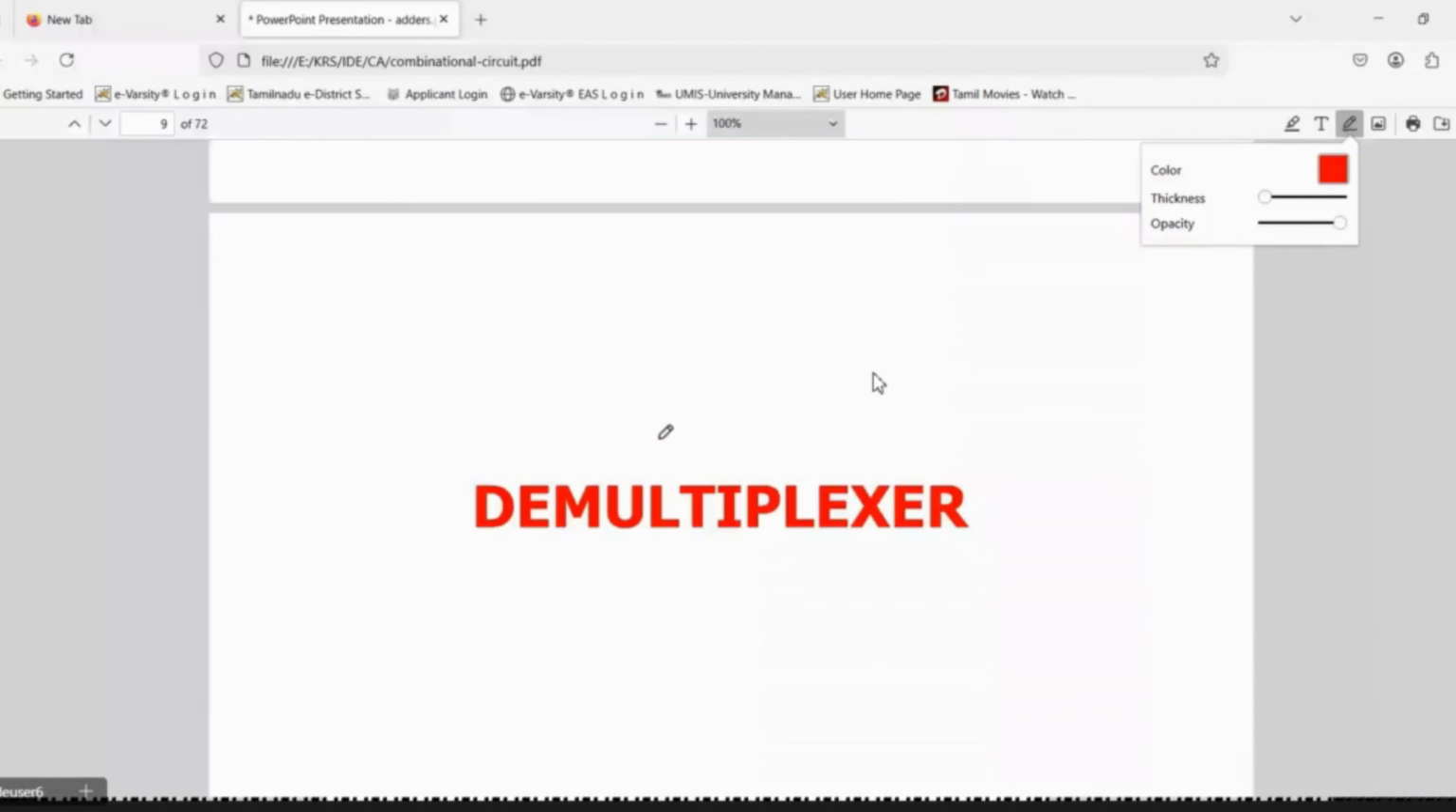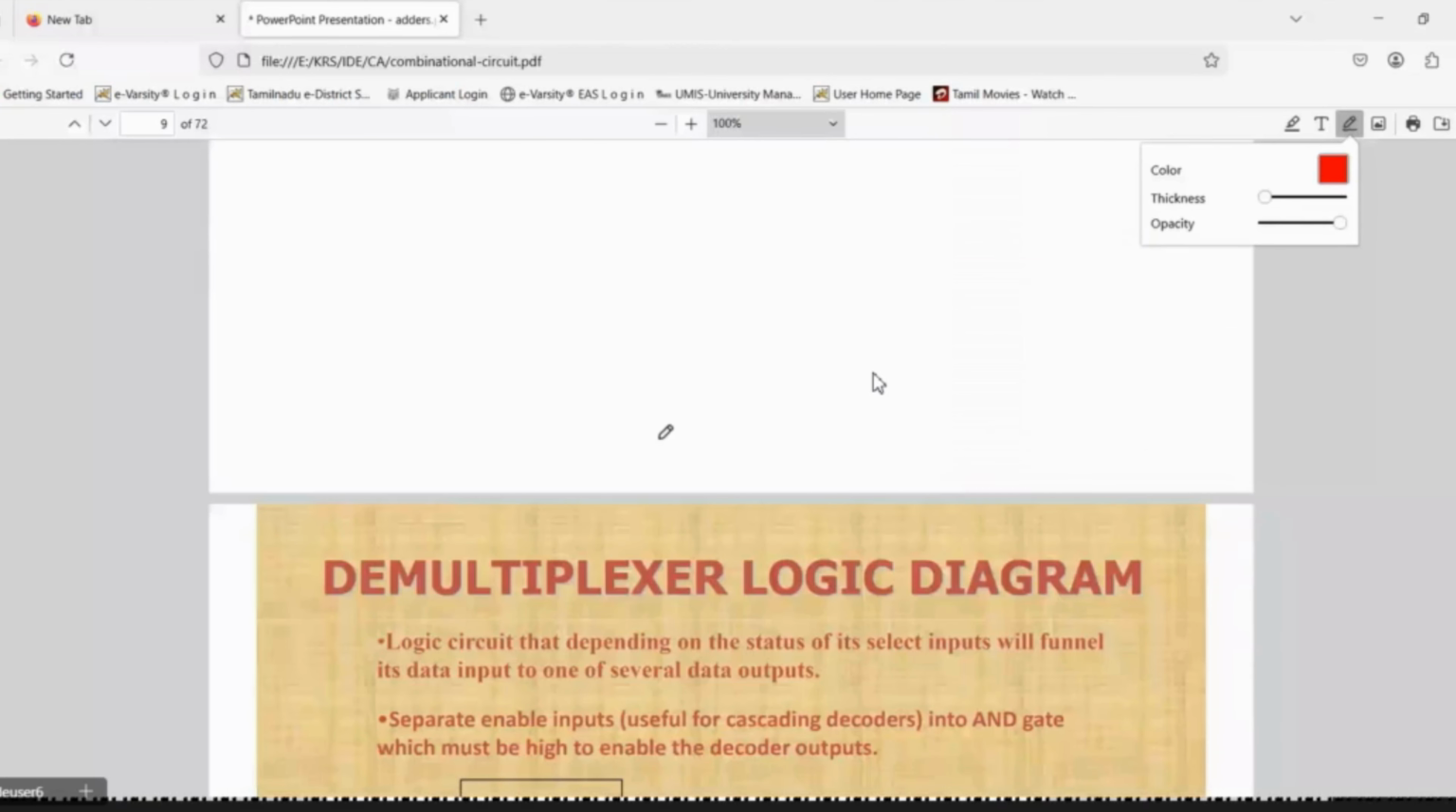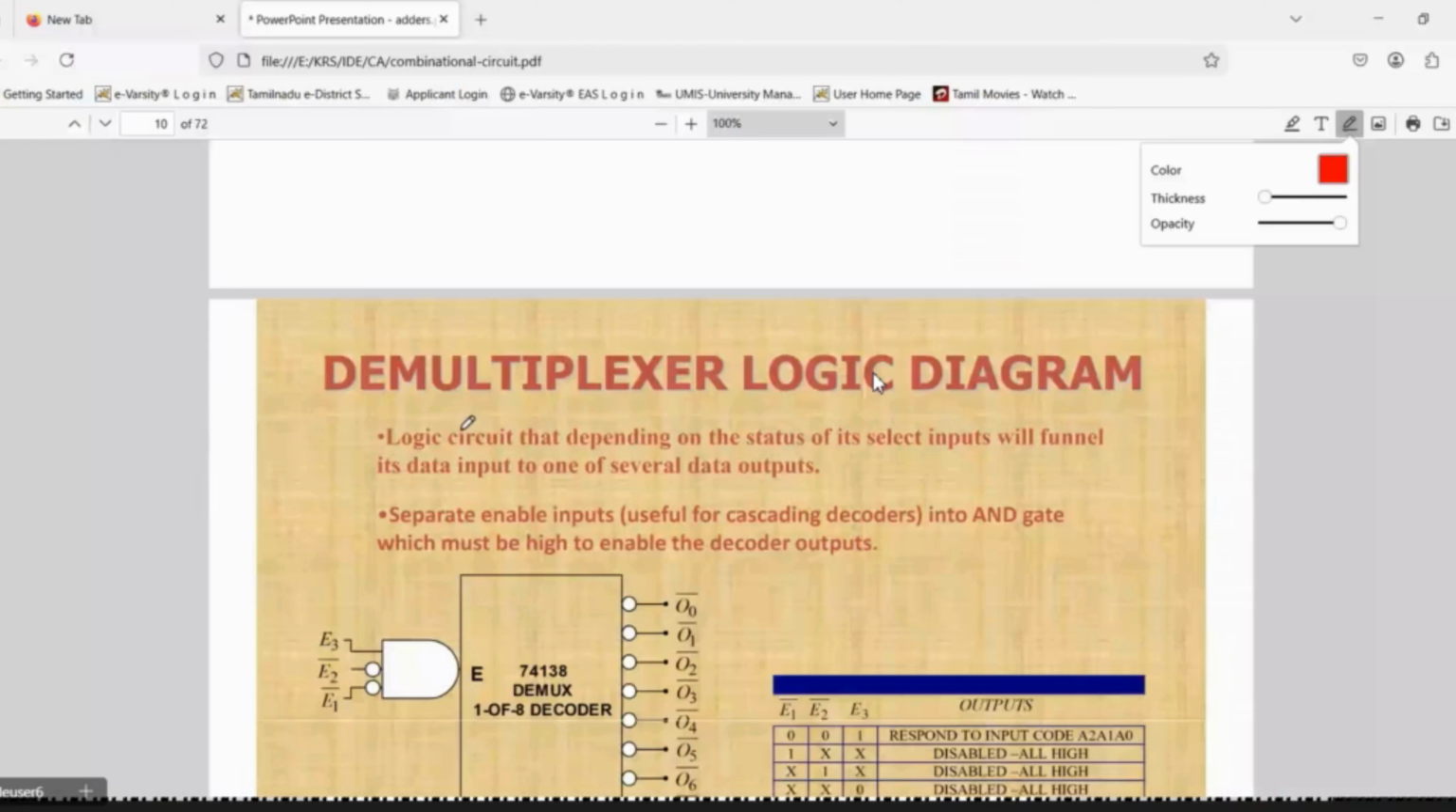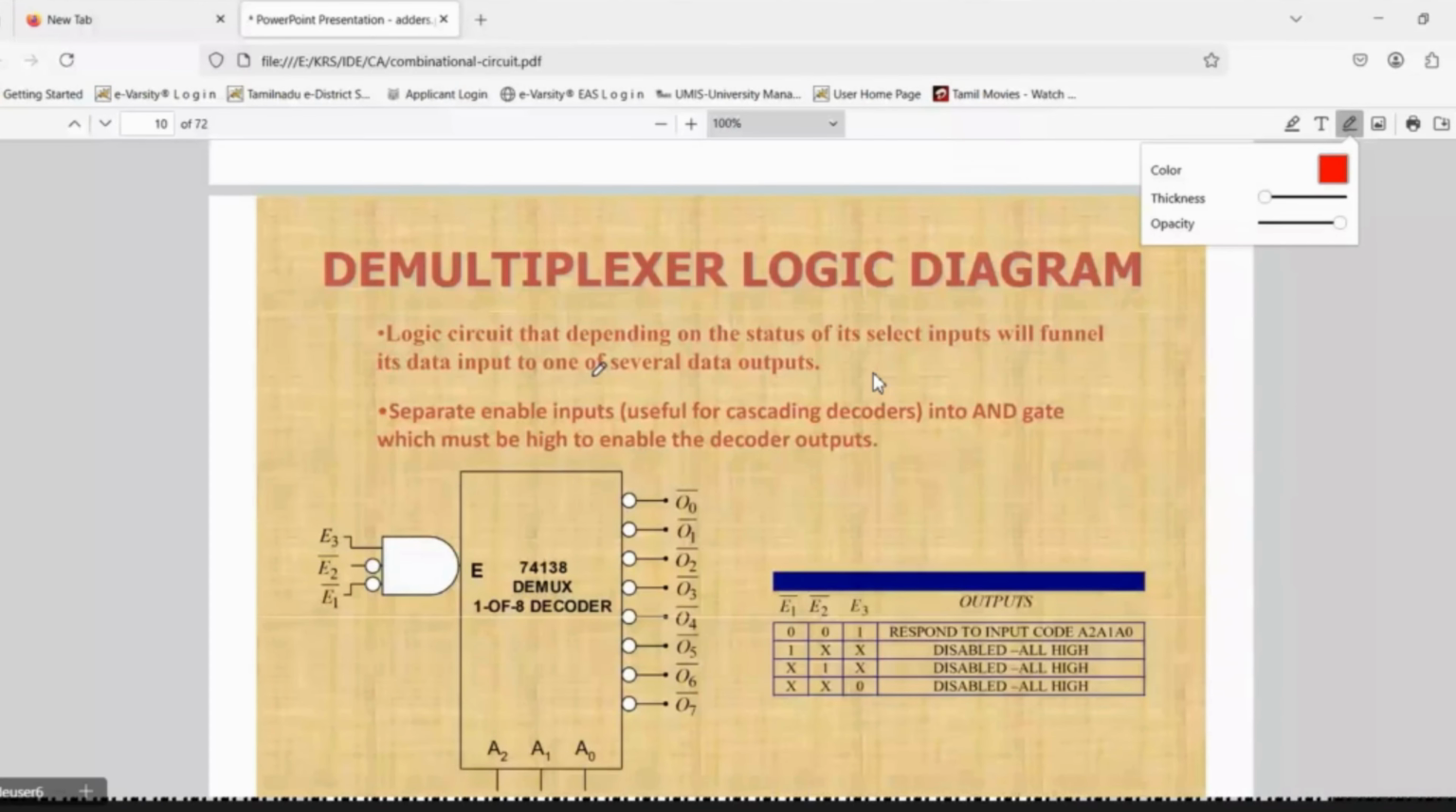The next and last one is the demultiplexer. So it is the reverse operation of the multiplexer. A large circuit that, depending on the status of the select input, will route the data input to one of several outputs. Separate enable inputs are useful for cascading decoders into an AND gate, which must be high to enable the decoder outputs.